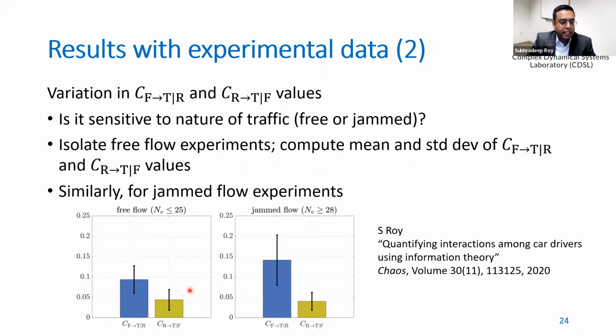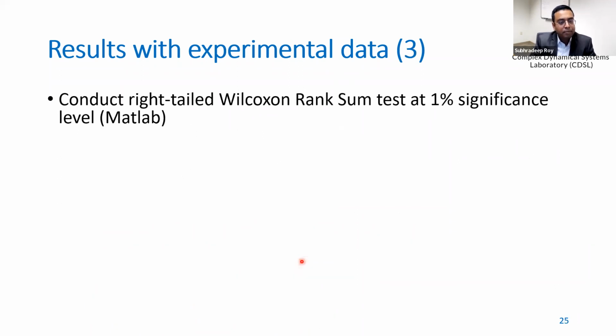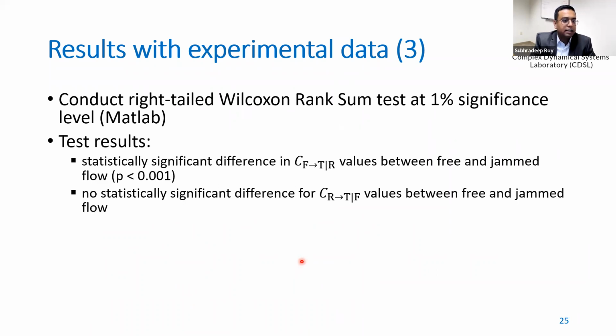At first glance, we see there is not a lot of difference in how drivers respond to the rear car based on the difference in traffic. However, there seems to be a difference in how they respond to the immediate front car, and that seems to be sensitive to the nature of traffic. To identify whether these differences are statistically significant or not, we conduct a right-tailed Wilcoxon rank sum test, and the results show that the front to target values are indeed different between free and jammed flow, whereas rear to target values are not any different.